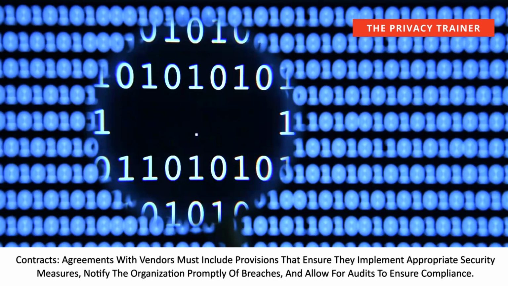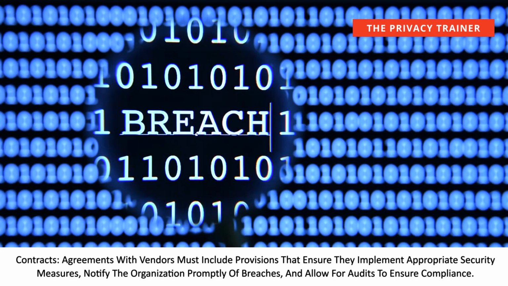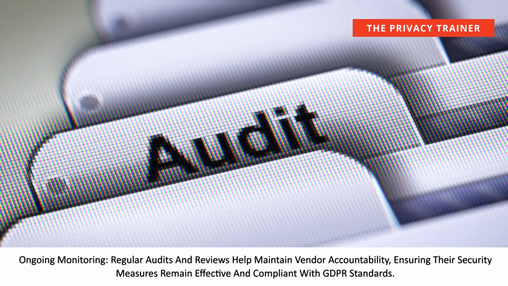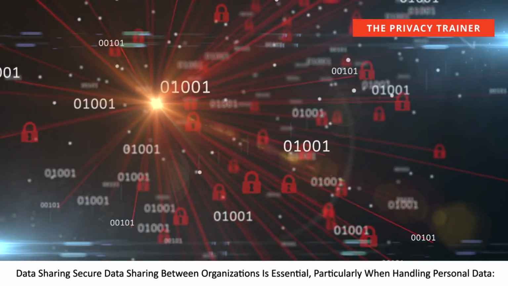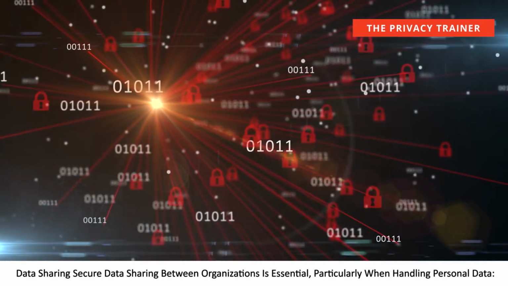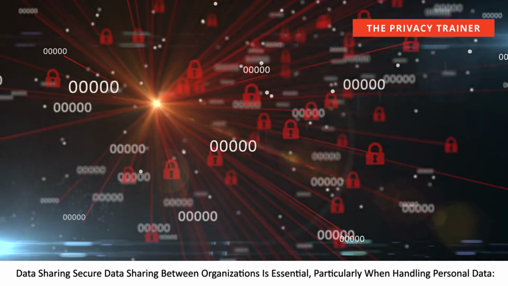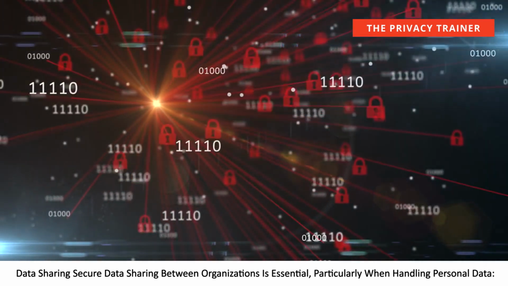Contracts. Agreements with vendors must include provisions that ensure they implement appropriate security measures, notify the organization promptly of breaches, and allow for audits to ensure compliance. Ongoing monitoring. Regular audits and reviews help maintain vendor accountability, ensuring their security measures remain effective and compliant with GDPR standards. Data sharing. Secure data sharing between organizations is essential, particularly when handling personal data.